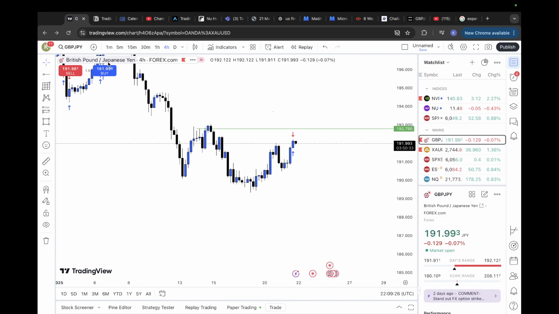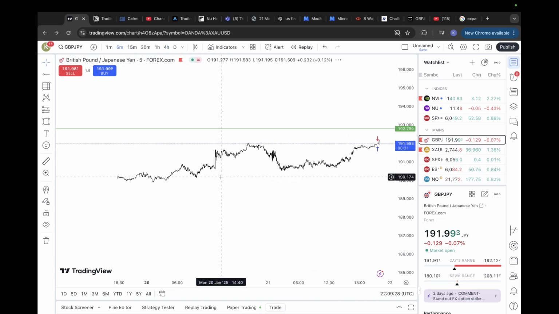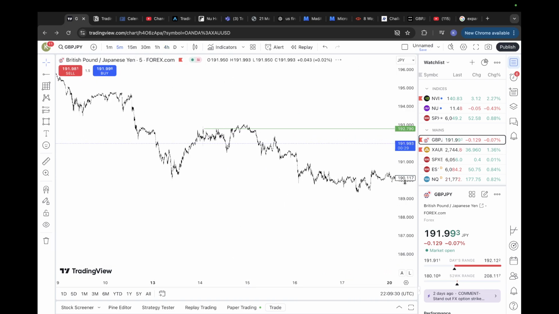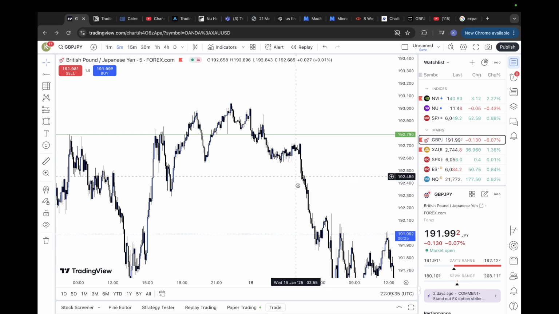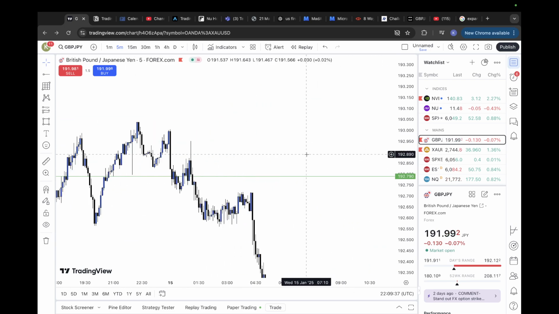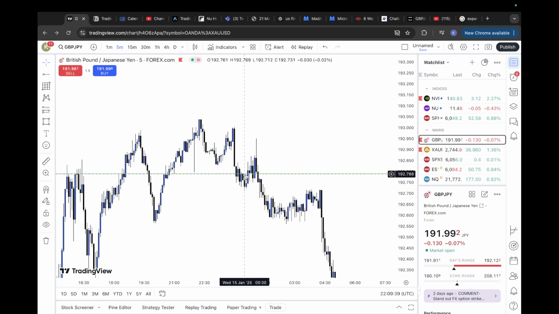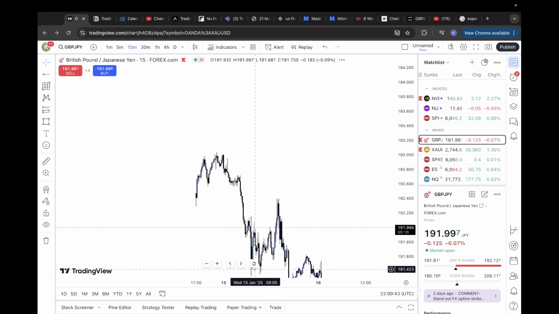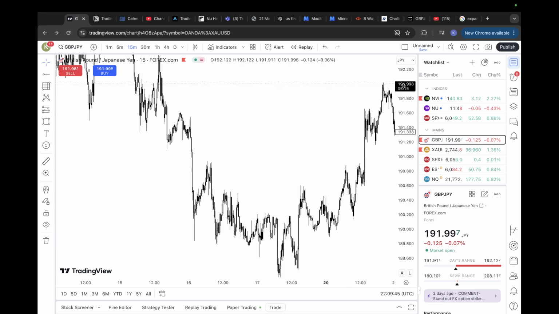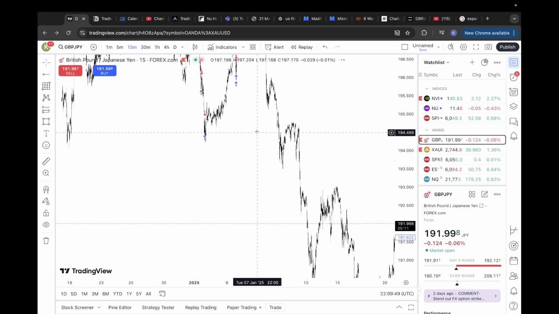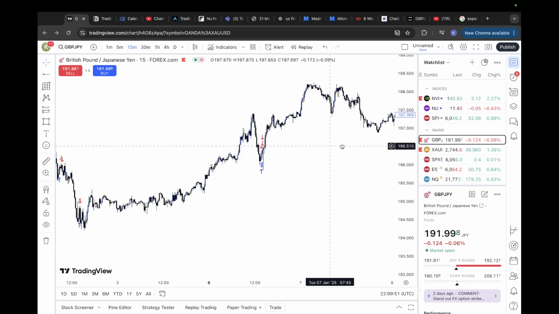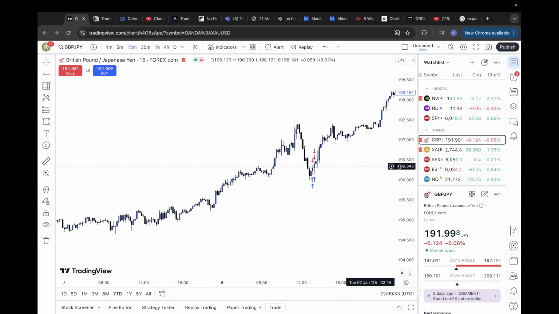So what do we do once we do that? We go into the 5 minute, because we took out liquidity. See, that's probably not a good example. Let's find a good example of a good trade that we could have taken. Probably some of these here.